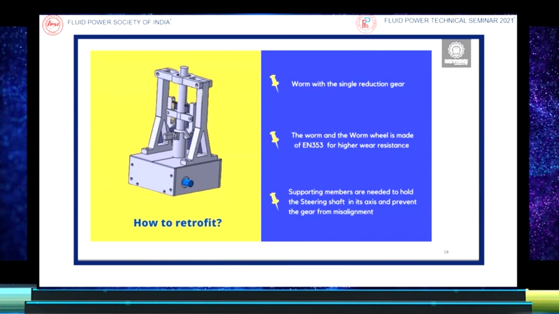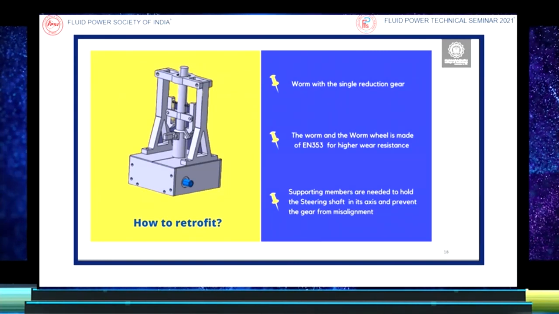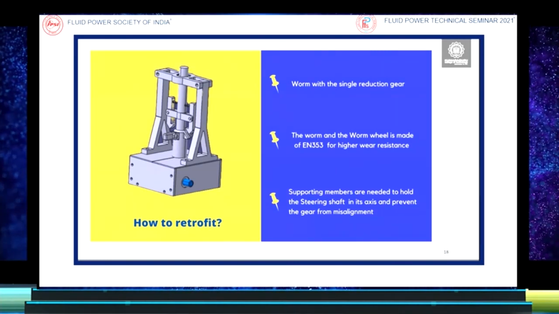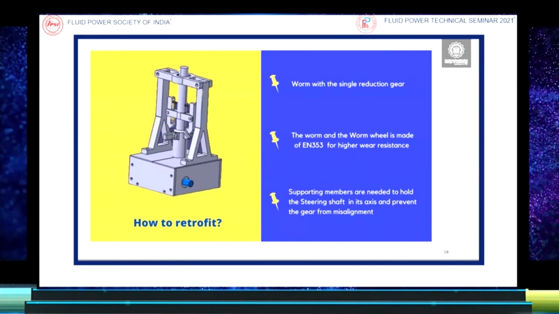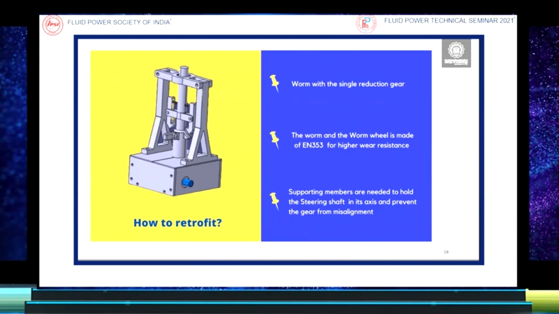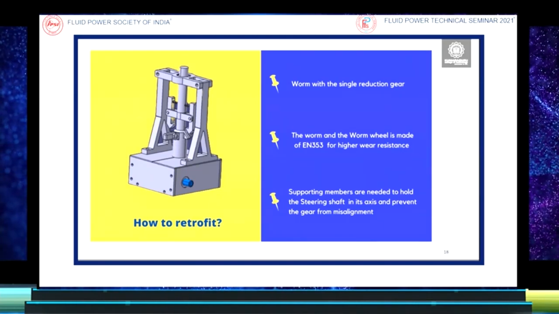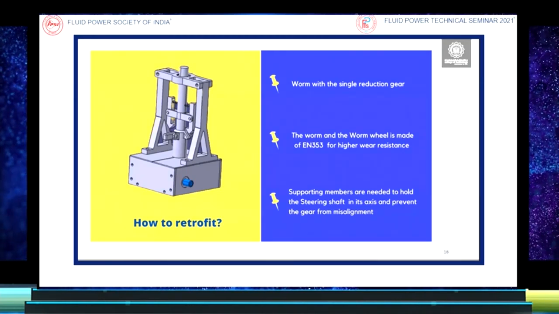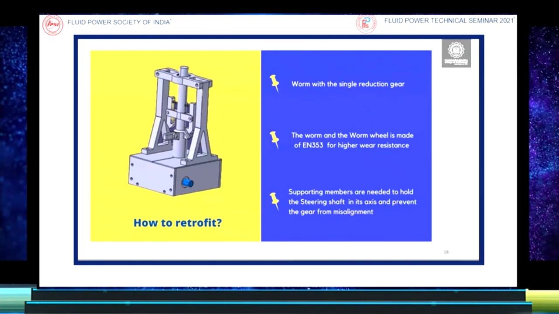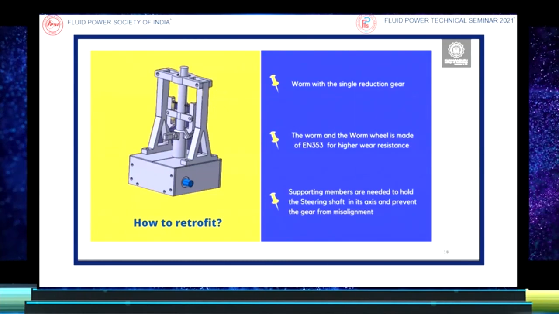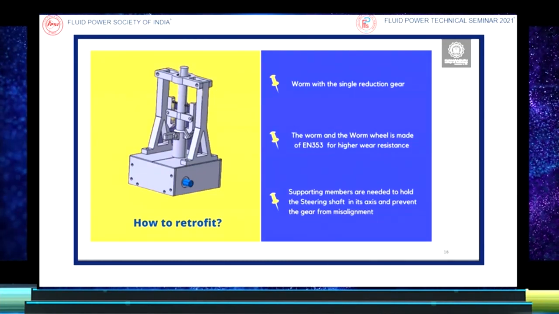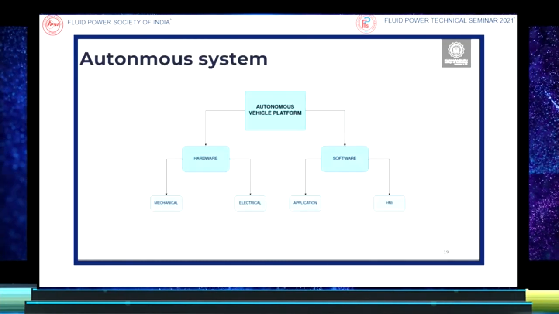That was the reason we started working with various alternatives. In fact, we started by mounting the motor directly on the steering, but it didn't work. We failed. So we came up with an alternate system of worm and worm wheel, and we tried different materials. Most of the materials were not very satisfactory in performance. So we came up with EN353 material, which provides higher wear resistance, and we started using that.